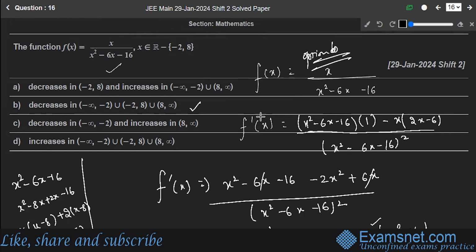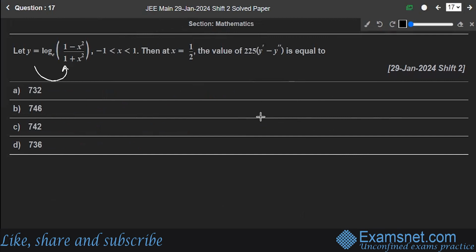Option B. Hope you're clear with this. Let's move to the next question, 17. Y is equal to log of this, where x lies between minus 1 and 1. And then at x is equal to 1 by 2, the value of this function is equal to. See, you're having the first and the second derivatives over here. So that means I have to go with the derivatives, right?